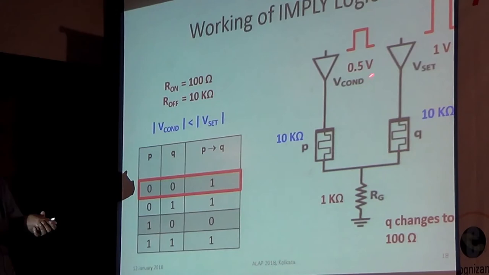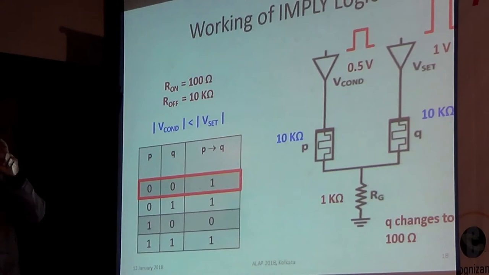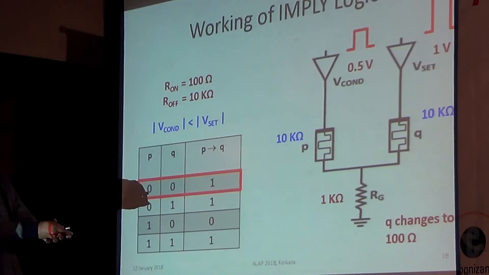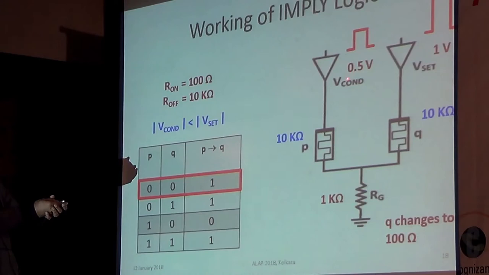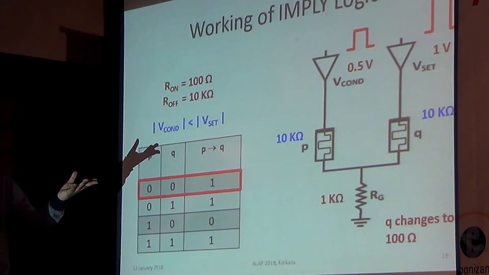Vset on one side and 0 on the other side. So that Vset is the voltage which can switch the memristor to on. So this Q was 0, Q will switch to 1. But if you look at P, here you have much lower voltage, Vcond. This voltage is not sufficient to switch P. So P will remain what it was, but Q will switch to the on state.